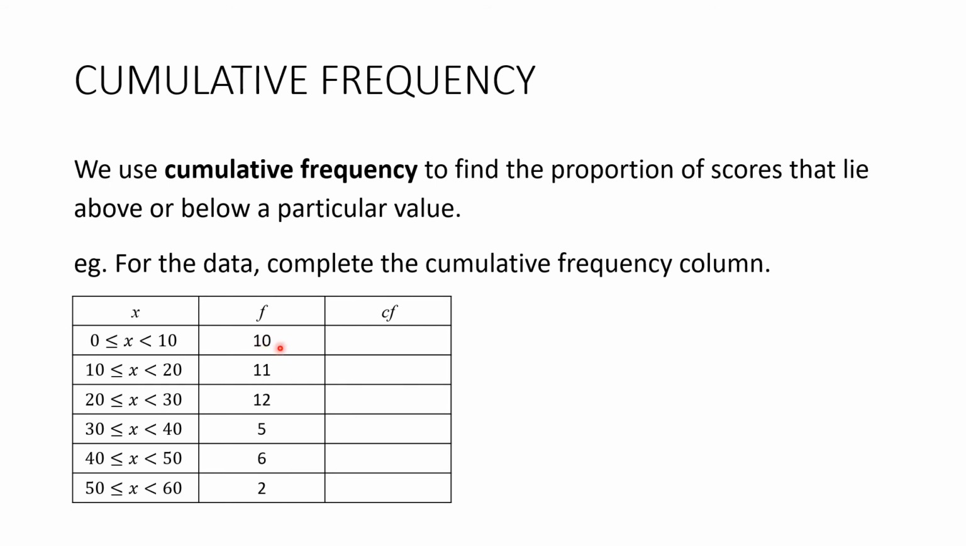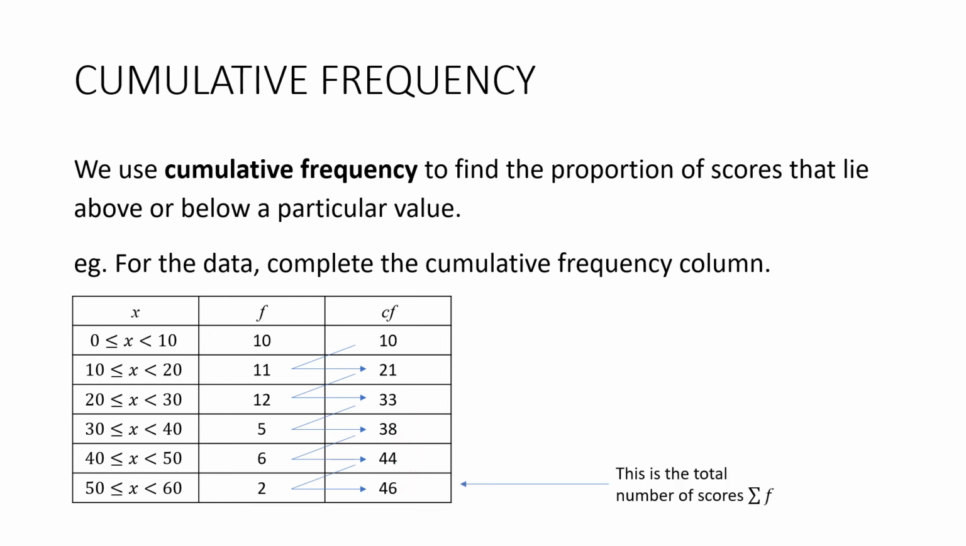We're going to take the first one, which is 10, and shift it over. Then we're going to add the 11 on. And it gives us 21. And we're adding the 12 on, gives us 33. You can see how it's a running total. Add the 5 on, gives us 38. Add the 6 is 44. And add the 2 gives us 46. So we're accumulating the frequency step by step.